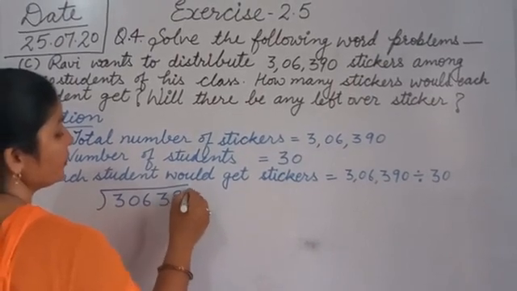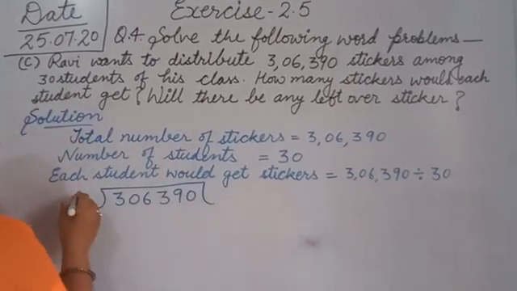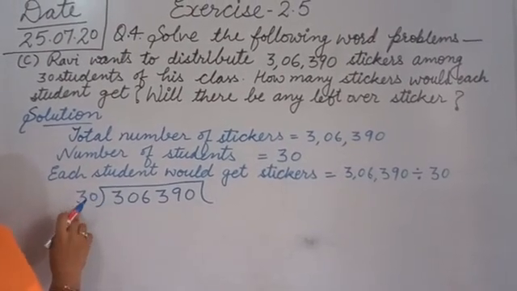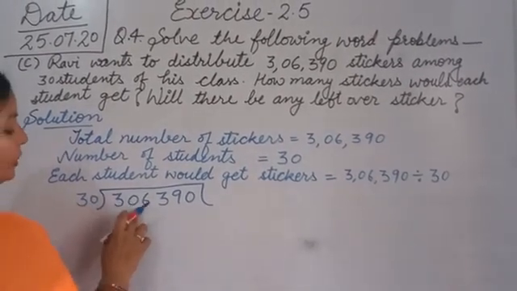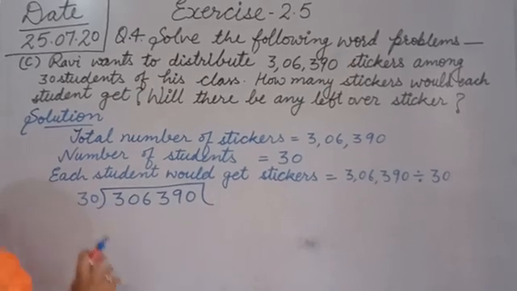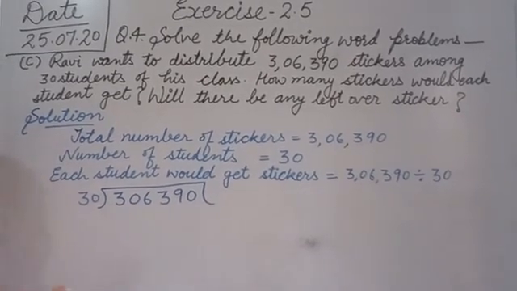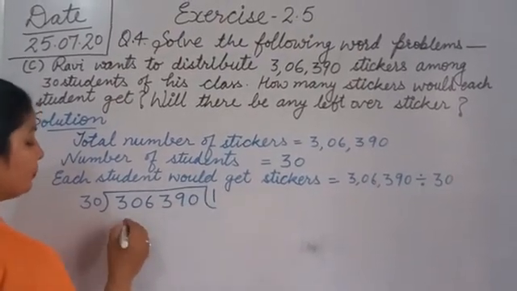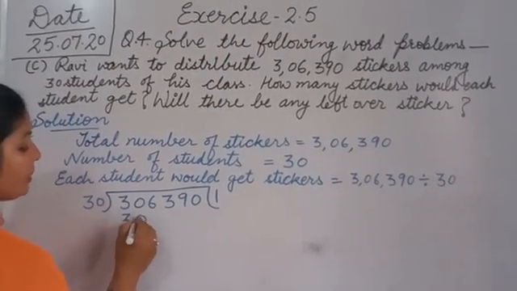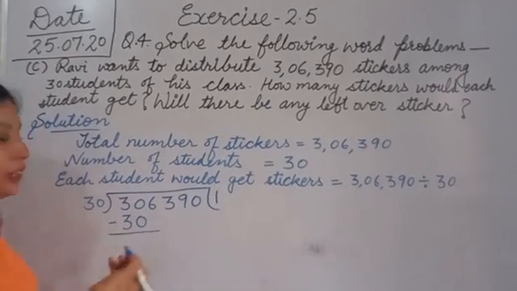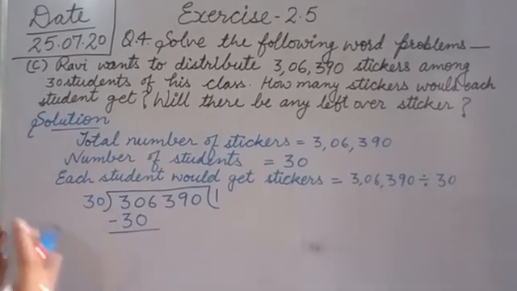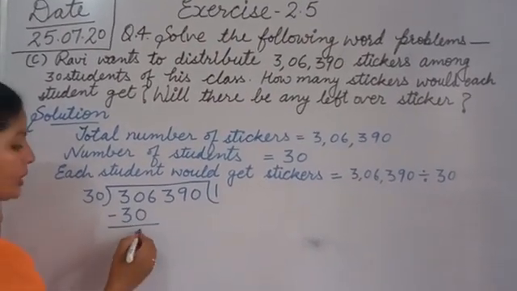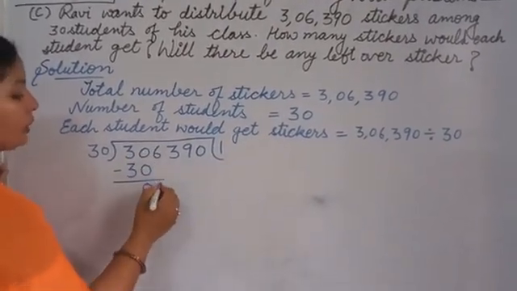3,06,390 divided by 30. Now you can see that 30 is a 2-digit number. So here also we will take 2 digits. In the 2 digits the same number is there, 30. So we can divide it. On the one number we will take, 30 ones are 30. The 30 table is very easy. We recite the 3 table and with that we take 0. So that becomes the 30 table. Now 30 minus 30 is 0. Now we note down 6.